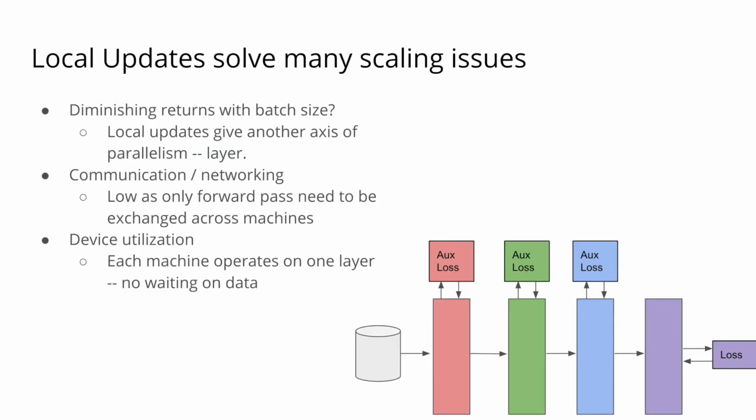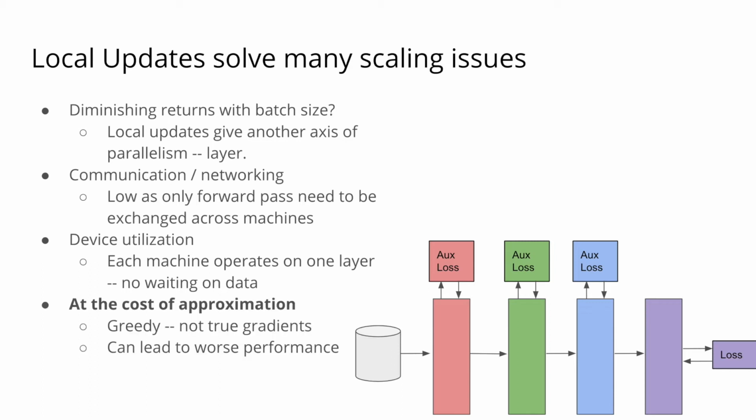From a systems perspective, local updates solve a number of existing problems with scaling. With regard to diminishing returns from batch size, local updates give another axis of parallelization. Namely, the layers themselves can be trained in parallel. With regard to communication costs, the only information required is to send forward activations along the network. So it's much lower than, say, data parallel or model parallelism. And with regard to device utilization, each model can operate near non-stop, as we don't need to wait for any information other than forward passes from the previous layer. There's no network-wide synchronization, for example, like you would need with pipeline training.